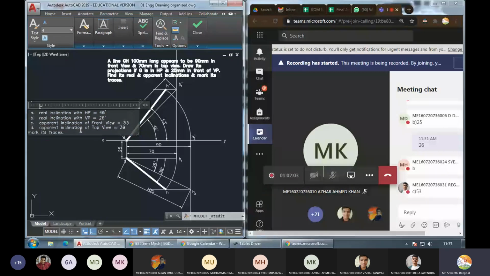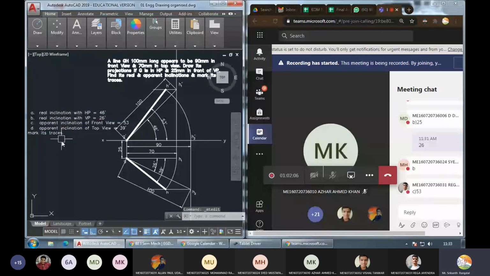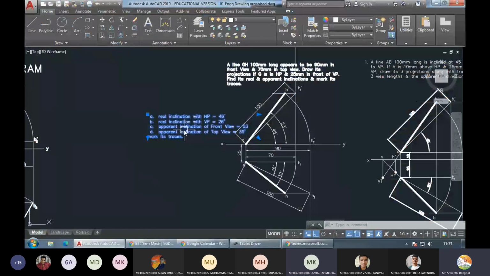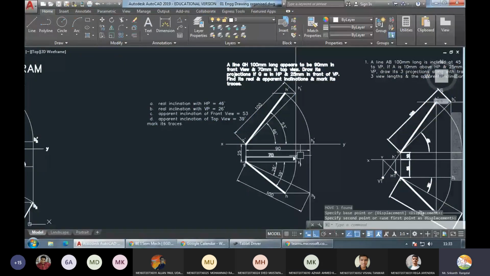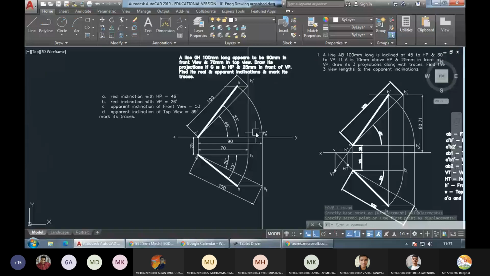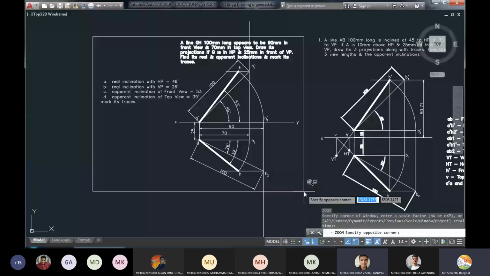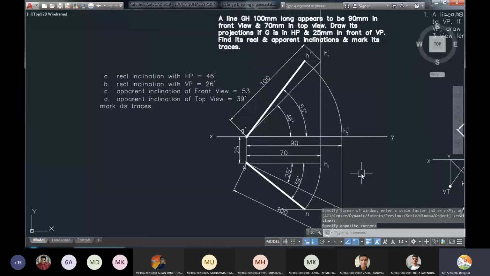Now is the answer completely over? No, sir. The traces are left out. Now tell me, where is the horizontal trace? Sir, the horizontal trace will be on the reference line only. The front view of the horizontal trace, H dash, will be on the reference line.